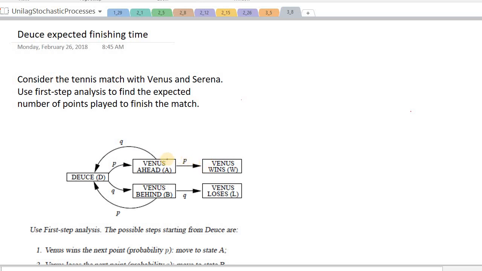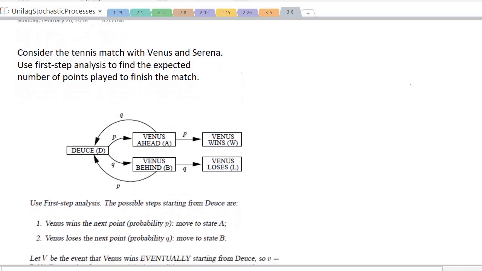Now the time is random, so there's a probability that it will be 4 games. There's a probability that it will be more than that. It could be 1, 2, 3, 4, 5, 6. So we want to find the expected value of the number of points played. Now, let's review how we solved the previous problem of finding the probability.